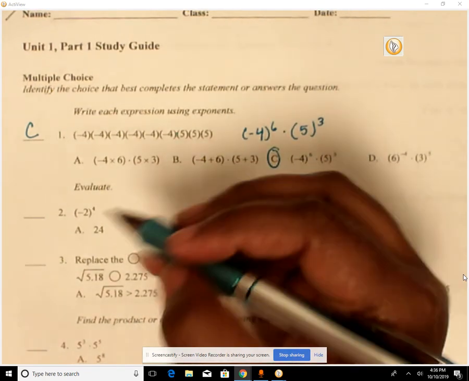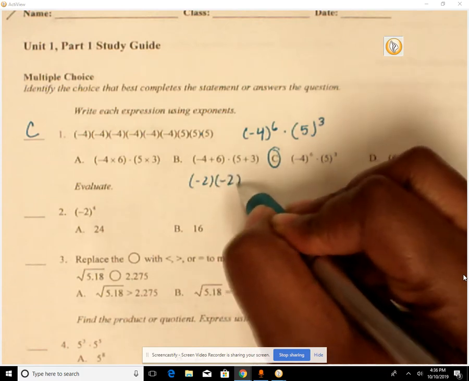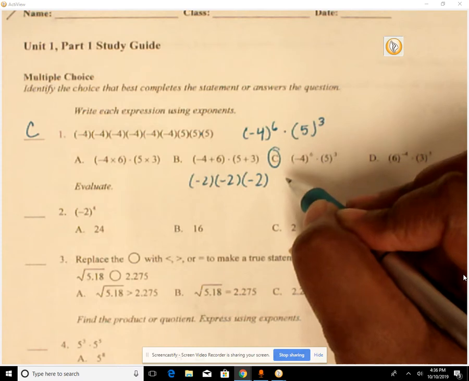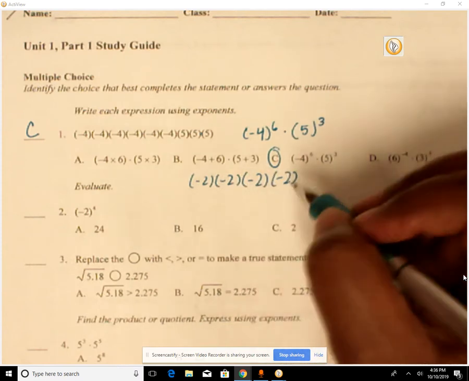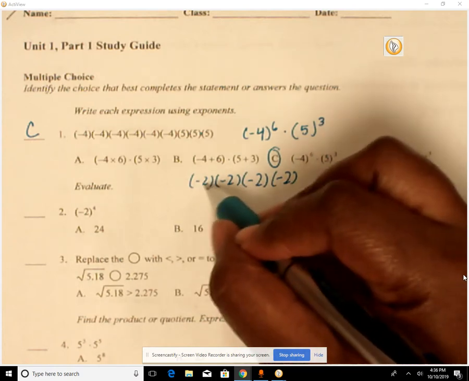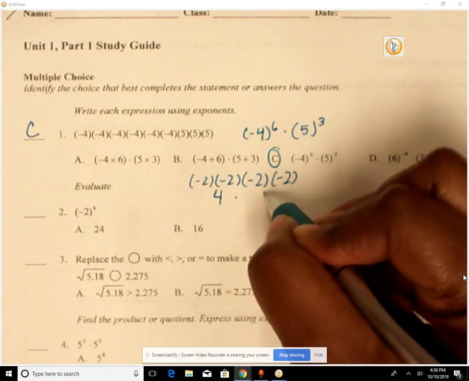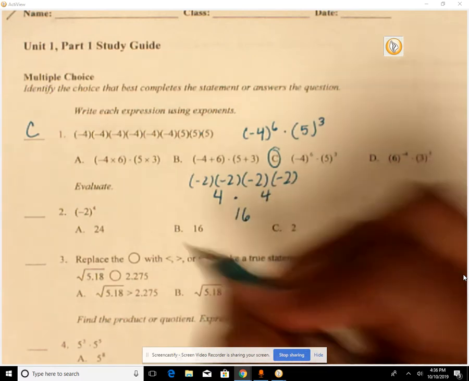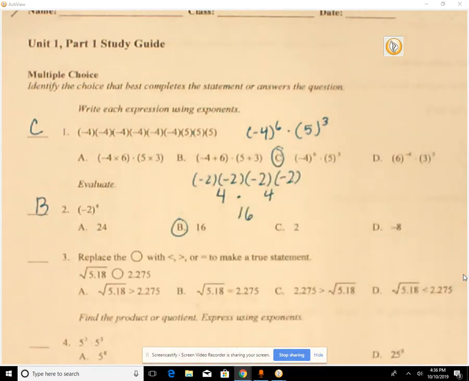So next, it says evaluate. We have -4 to the 4th power. That means -2, it's a -2 to the 4th power. So that means -2 times -2 times -2 times -2. -2 times -2 is 4. This -2 times -2 is 4. 4 times 4 is 16. So our answer is B. You could also use your calculator, which is fine.